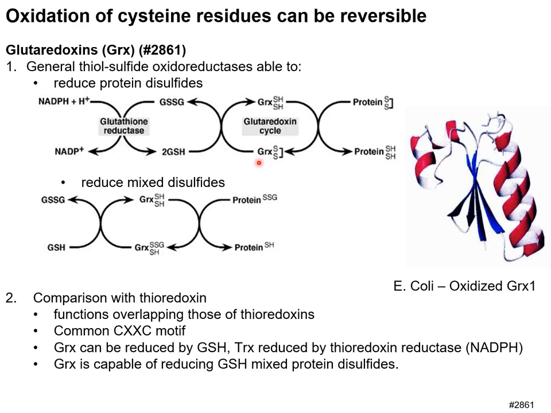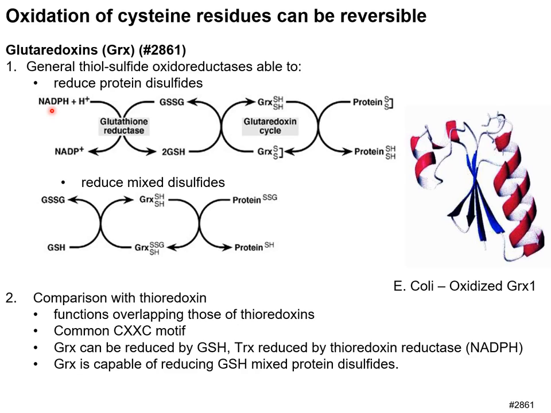The difference here is that instead of using thioredoxin to reduce it back to the thiol groups, we have the cofactor glutathione. So glutathione is oxidized to a disulfide, and that oxidized glutathione can then be reduced back to the reduced form by the enzyme glutathione reductase, using NADPH as the source of electrons.